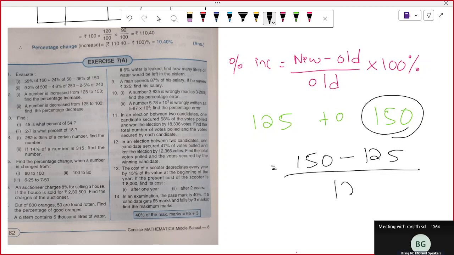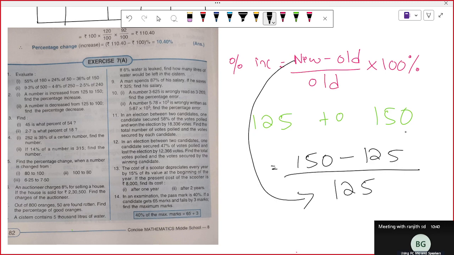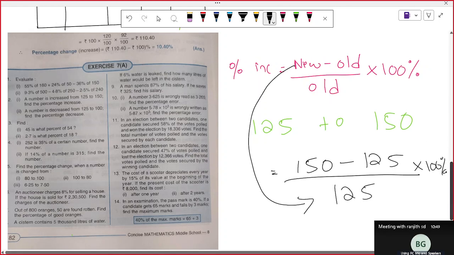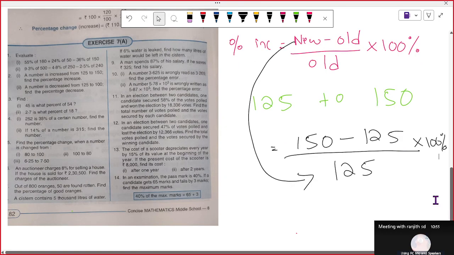Divided by what's the old value? According to this formula, 125. New number minus old, divided by old value, into 100% is the formula. So 25 by 125, into 100%. Calculate this.